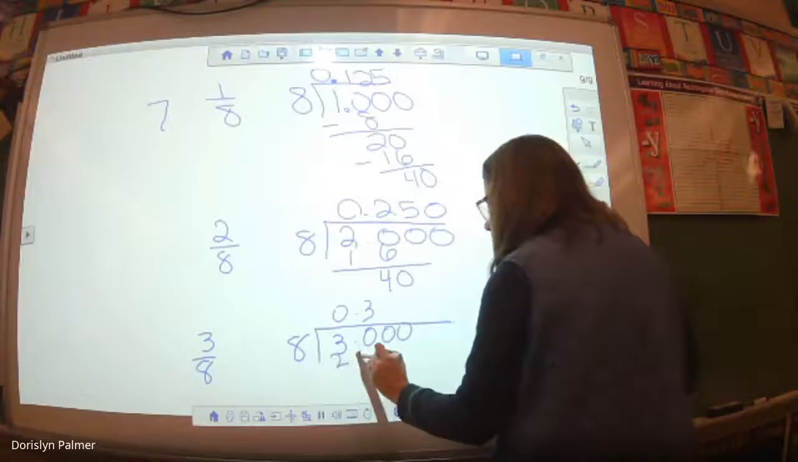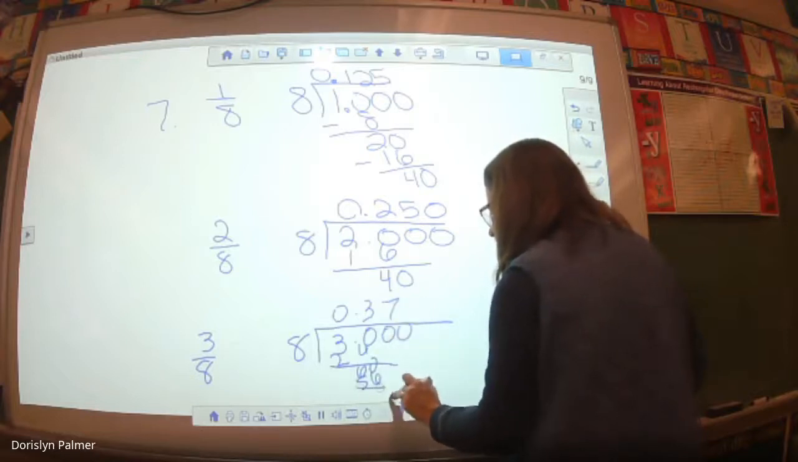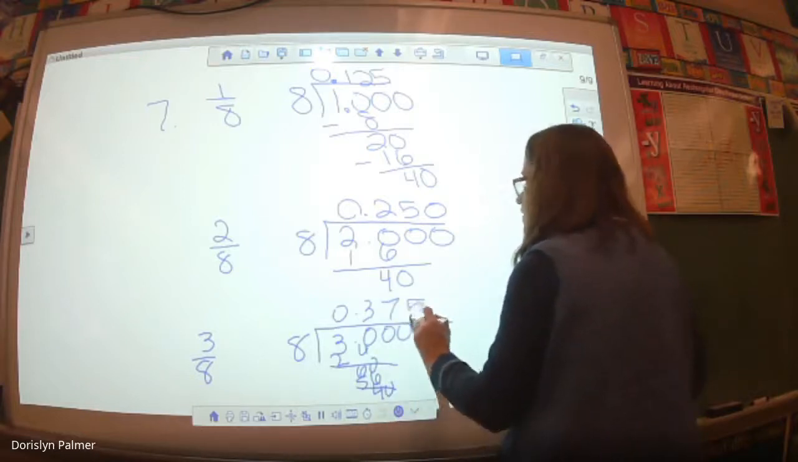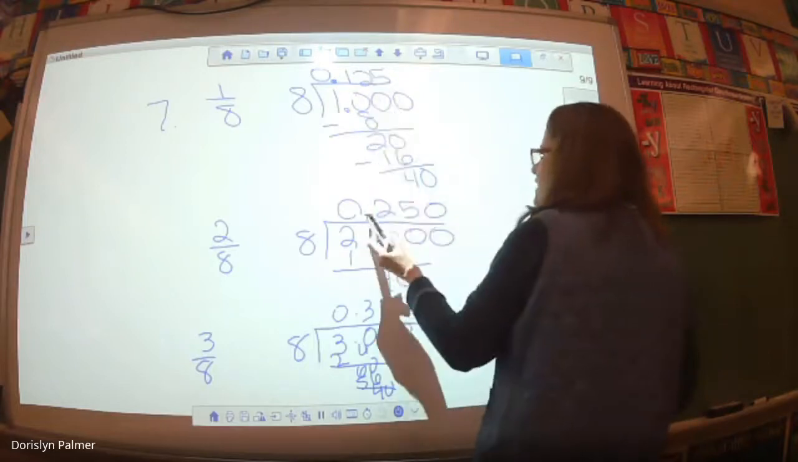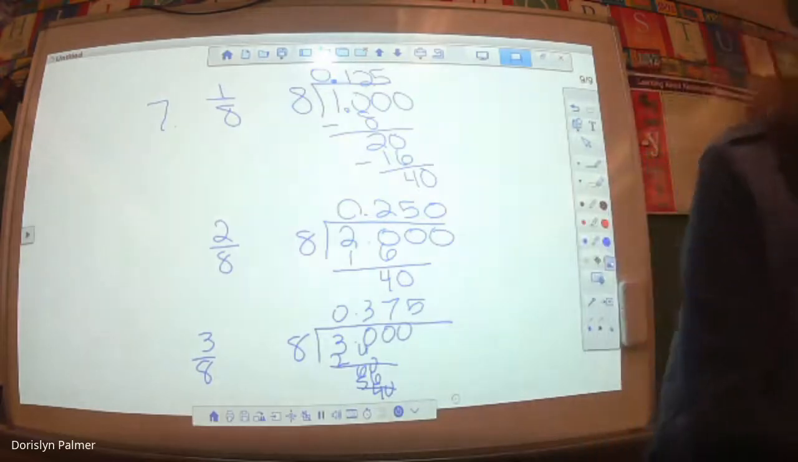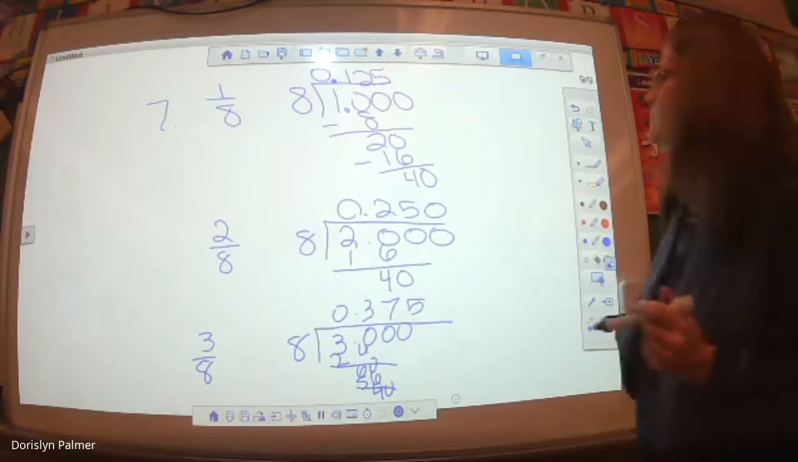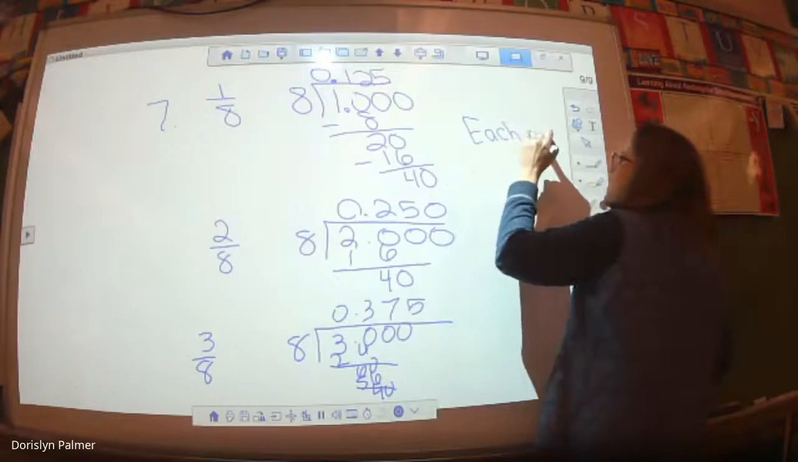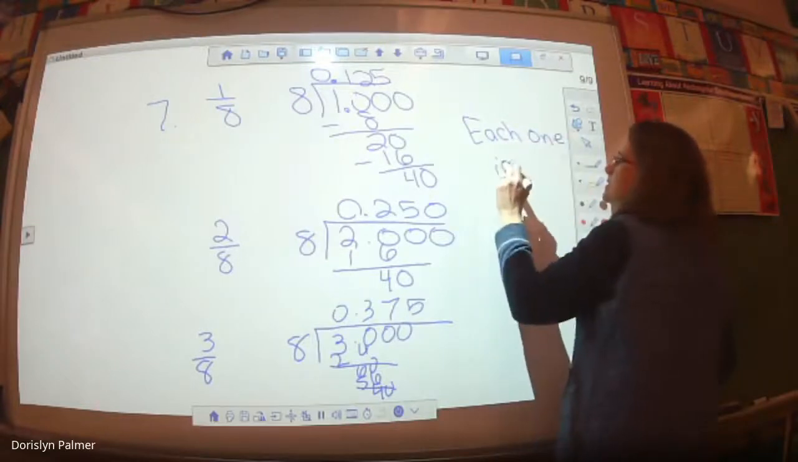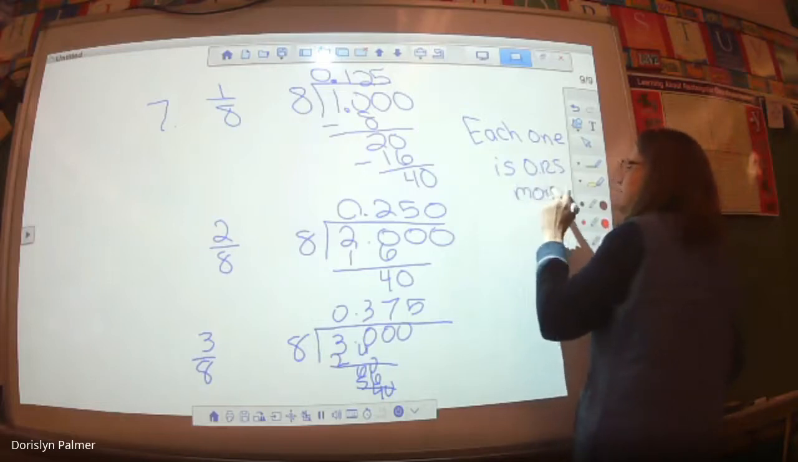3 times 8 is 24, 7 times 8 is 56. You guys are getting good at that. Okay. So 0.125, 0.250, 0.375. Describe a pattern. Okay, so we're going to say for the pattern, each one is 0.125 more. That's the pattern.